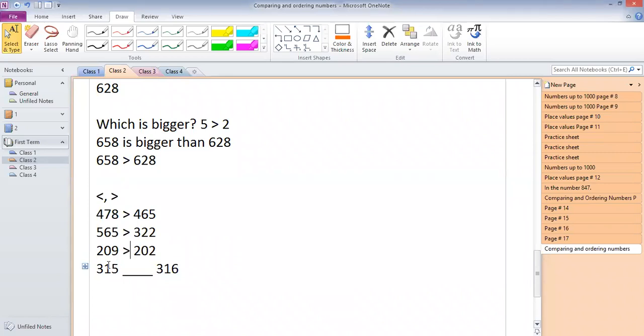Now compare 315 and 316. The 3s in the hundreds place are the same. In the tens place it is 1 and it is also 1. The tens places are also the same, but in the ones place it is 5 and it is 6. So 5 is smaller than 6. Now you will not open its mouth in front of 315. You will open its mouth in front of 316 because 6 is bigger. And 5 is smaller, that's why its end should be in front of this.